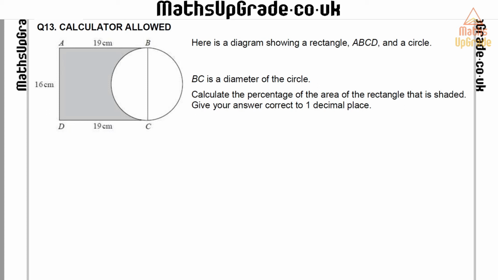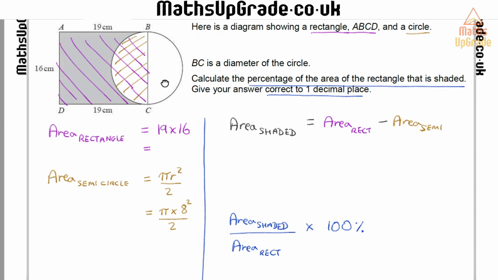So this question obviously involves areas of rectangles but also circles. So if you're not sure on how to find the area of a circle, then feel free to look at my video clip on this channel on that topic. I'm going to find the area of the rectangle, then I'm going to find the area of the semicircle here, then I'm going to find the area which is shaded by subtracting those 2 values, and then I'm going to convert that into a fraction of the rectangle which is shaded and turn it into a percentage. So there's essentially 4 steps here. So here's my 4 steps.